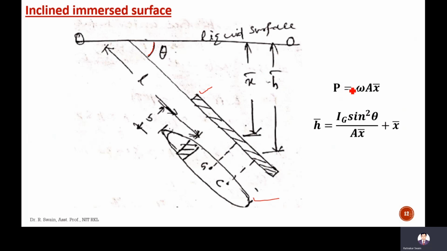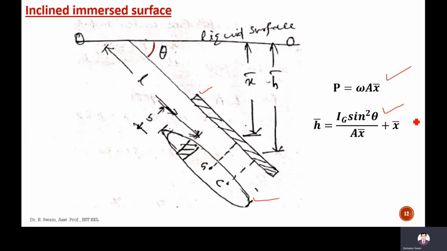So total pressure is nothing but here also W A into X bar. Here I am not going into derivation, that's not required. Only just remember the formula, that is P equal to W A X bar, and H bar, which is the depth of center of pressure from the liquid surface, that is Ig sine square theta. Earlier it was Ig by A X bar, here Ig sine square theta by A X bar plus X bar.